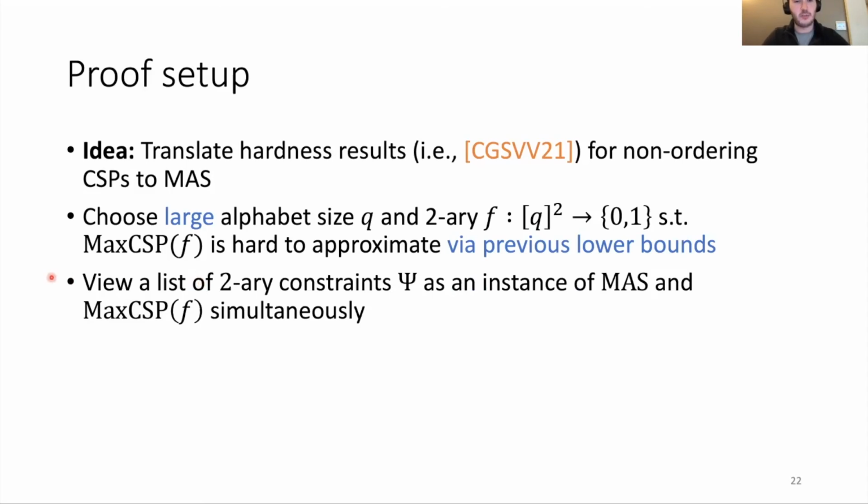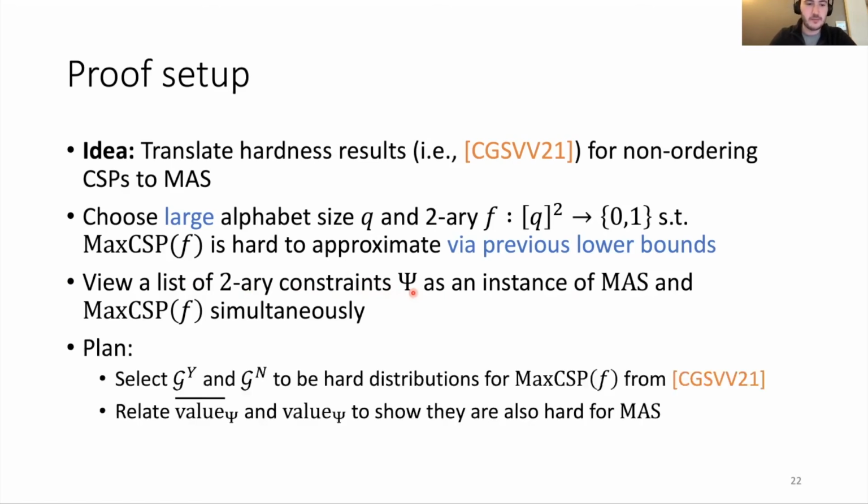And then, given any list psi of two-array constraints, we'll view it simultaneously as an instance of the MAS problem and as an instance of the max CSP f problem. Note, by the way, that I haven't actually specified what this function f is. I'm going to first say what properties we want to hold about it, and then define it later. But we can view any instance psi of MAS as a max CSP f instance and vice versa.